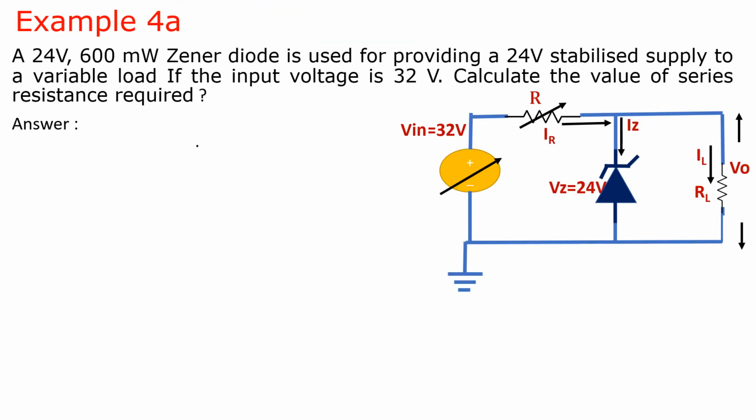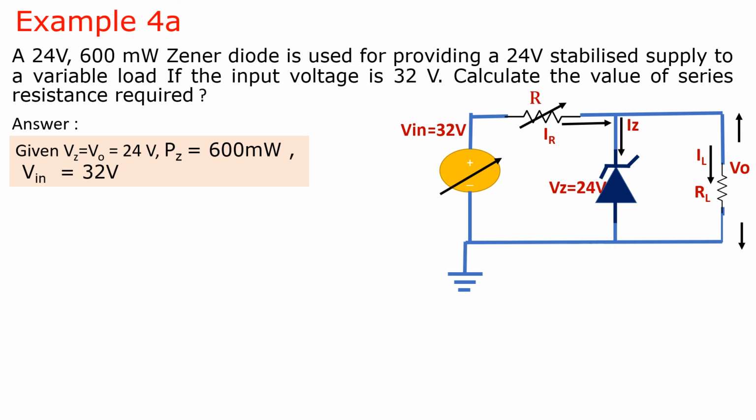Now take one problem related to the designing of a Zener voltage regulator. In the problem, we will list out the given parameters. Here 24 volt is given. It is the Zener diode voltage. So we will write Vz is given as 24 volt, and it is regulating the output voltage, so VO will also be 24 volt.